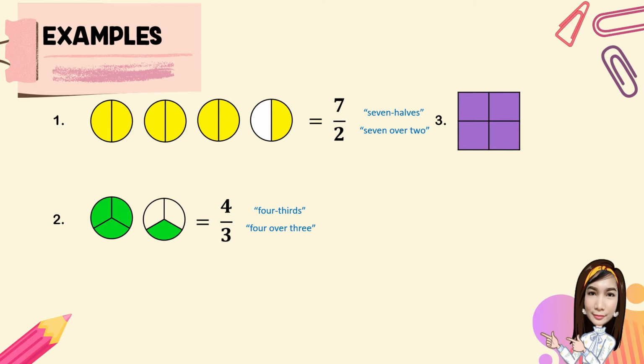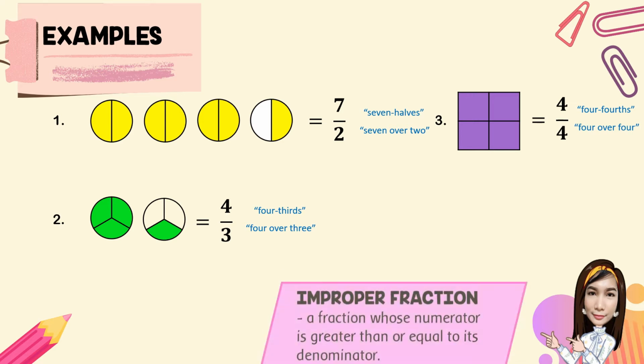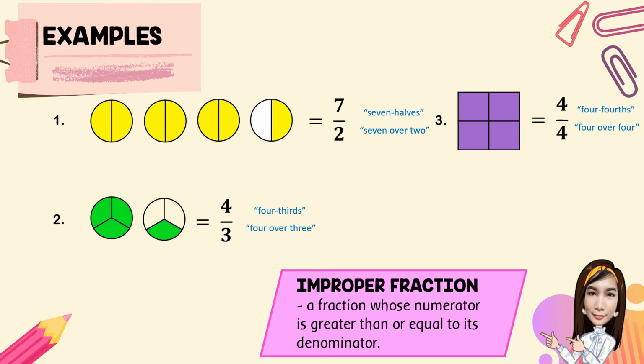And for the last figure, the fraction is equal to 4/4 or 4 over 4. 4 is the shaded region, so we have 4 on the numerator. And the square is divided into 4 equal parts. Therefore, the denominator is 4. Now here, 7/2, 4/3, and 4/4 are examples of improper fraction, a fraction whose numerator is greater than or equal to its denominator.